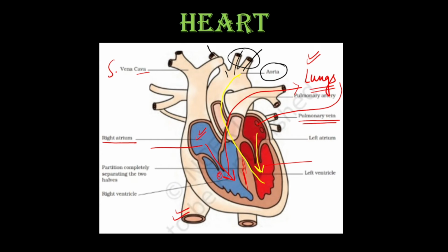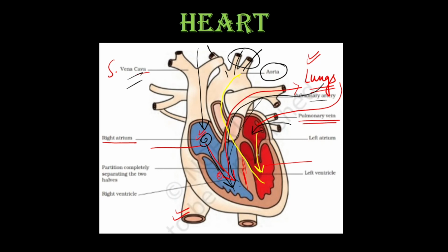Let's again revise. The deoxygenated blood first of all comes to right atrium with the help of veins. Now from right atrium, it goes to right ventricle. From right ventricle, this goes to the lungs for further purification through pulmonary artery. Then from lungs, again oxygenated blood comes to left atrium.